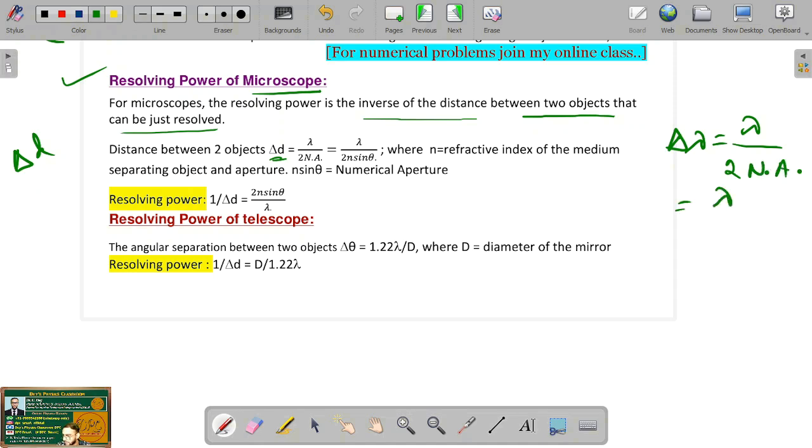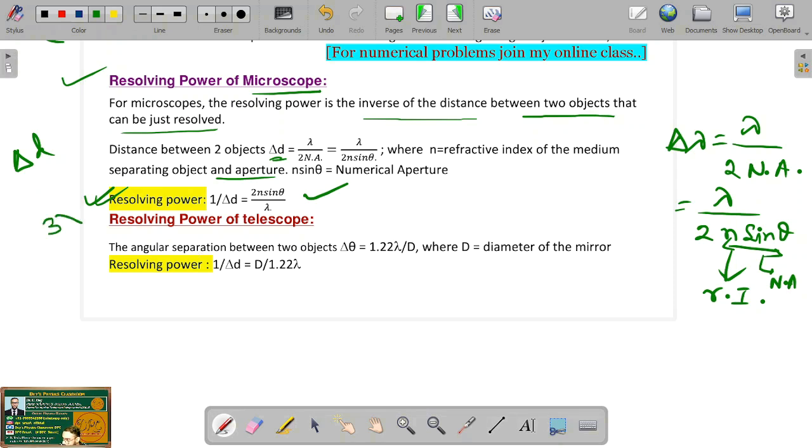The numerical aperture value is n sin theta, where n is the refractive index of the medium separating object and the aperture. So n sin theta is the numerical aperture. This is the distance between two objects: delta d equals lambda divided by 2n sin theta. So the resolving power would be the inverse of that distance. So resolving power would be 1 divided by delta d, that will be equal to 2n sin theta by lambda. So this is the resolving power for a microscope.